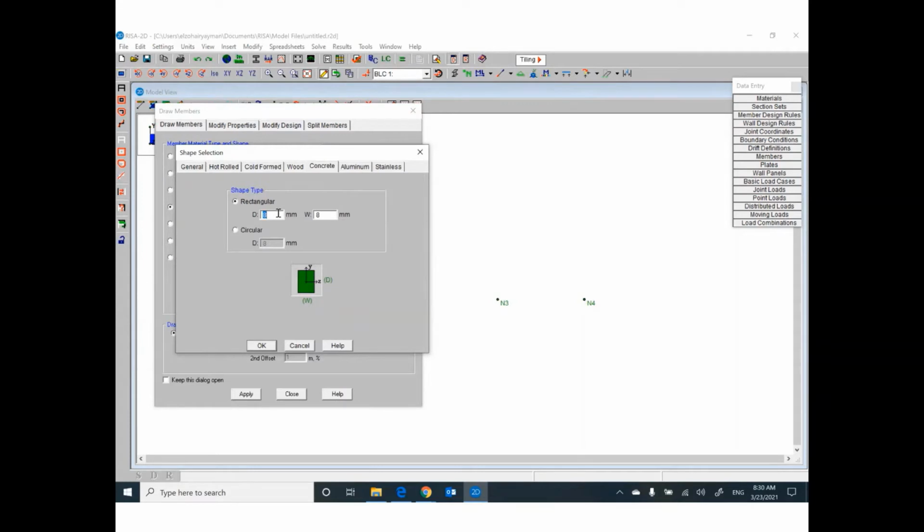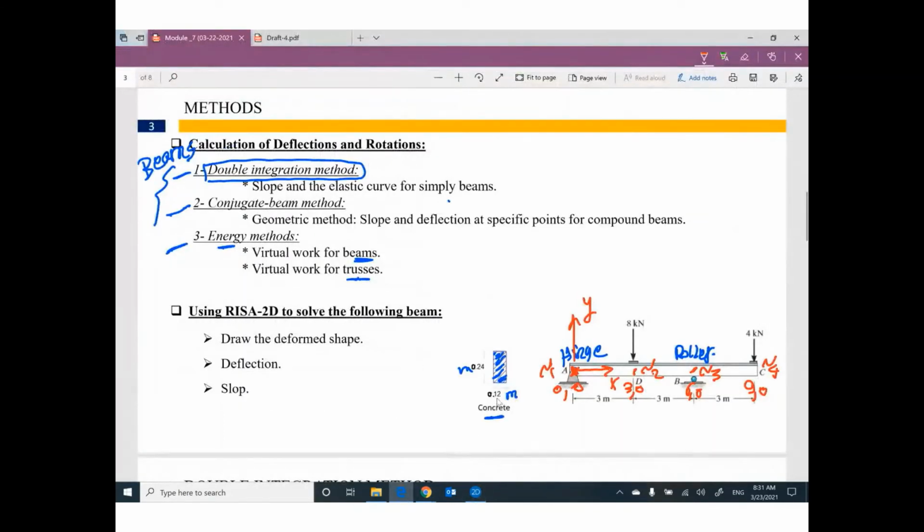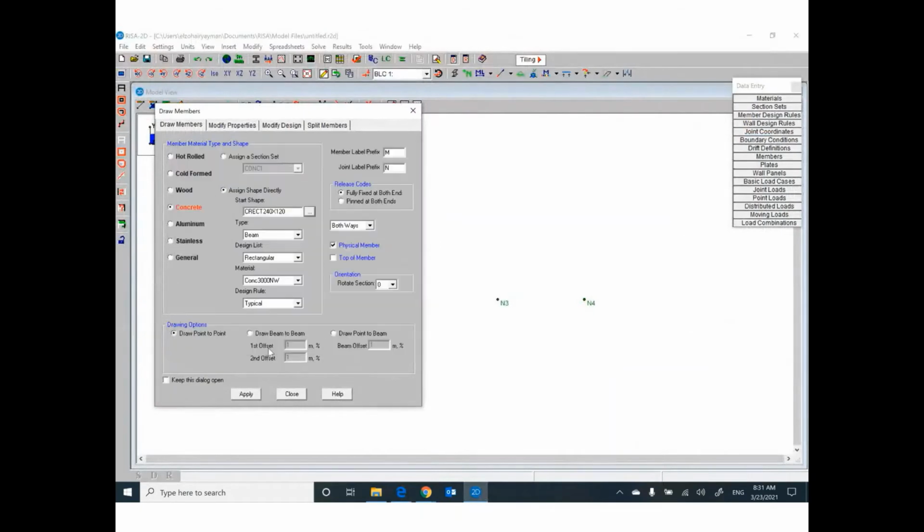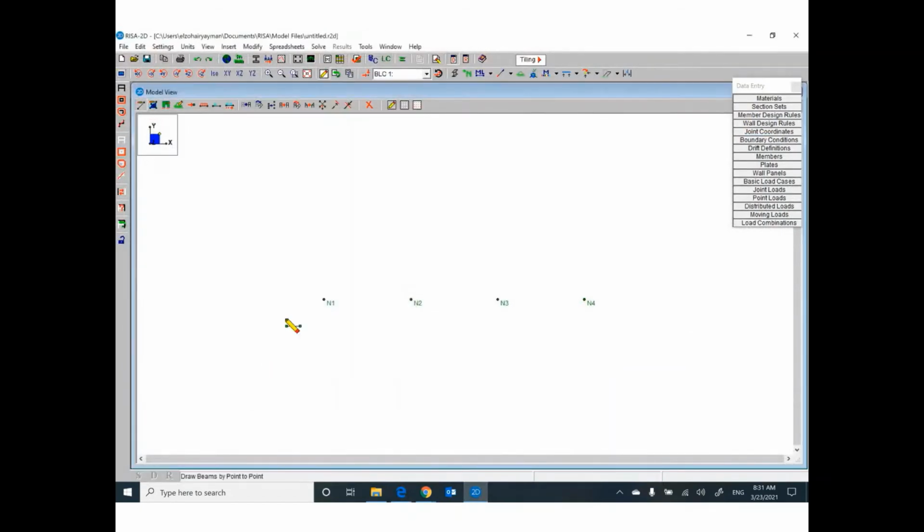Dimension here in millimeter, that's fine. So the depth will be 240 millimeter. And the width is 120 millimeter. So this width is 120 millimeter. The depth is 240 millimeter. Okay. Apply. I will draw members between these nodes.